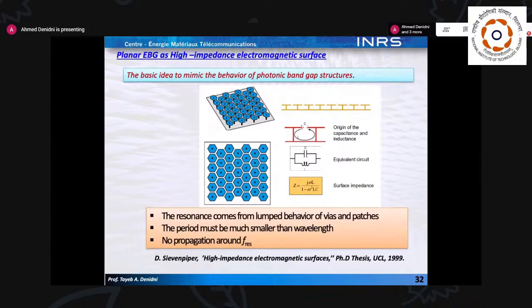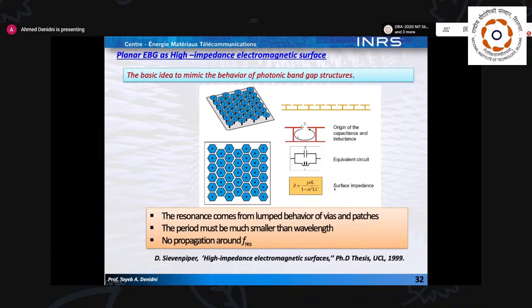Here, an example of this periodic structure, we can see a mushroom here, which is like a patch with a via. And here we present the equivalent circuit for that. If we calculate the surface impedance of the structure, we can see at some frequency the impedance becomes infinity. This means there is no current or no propagation.